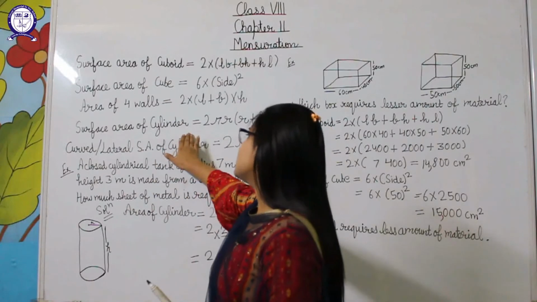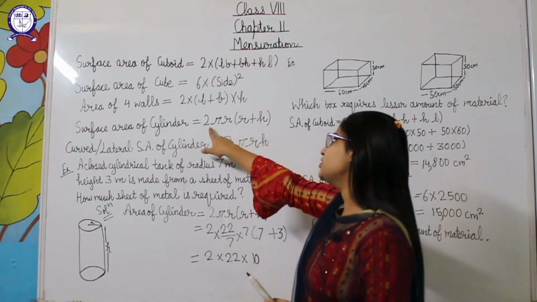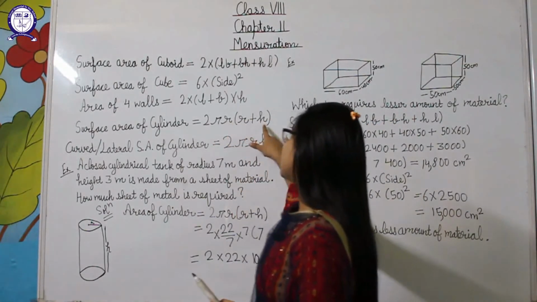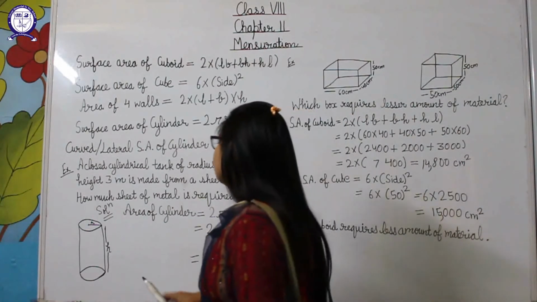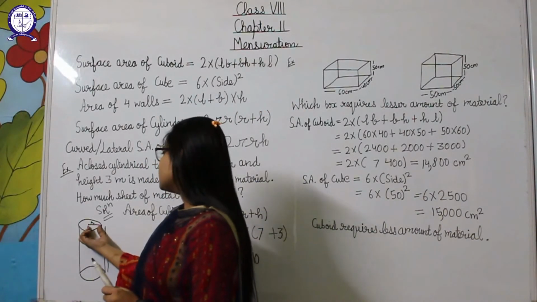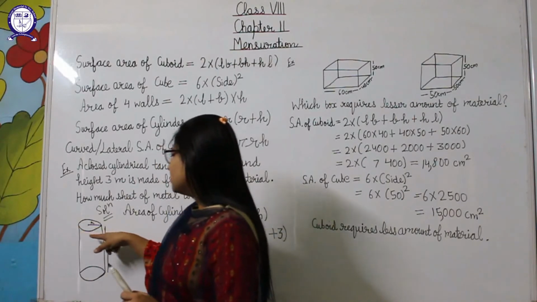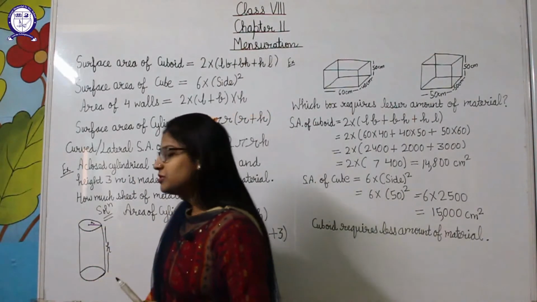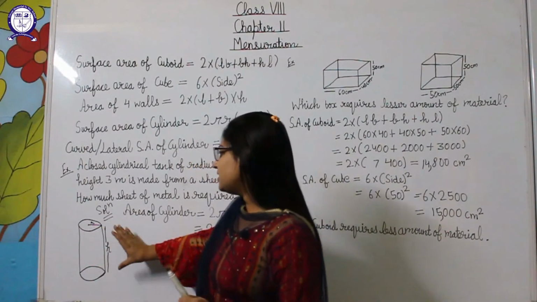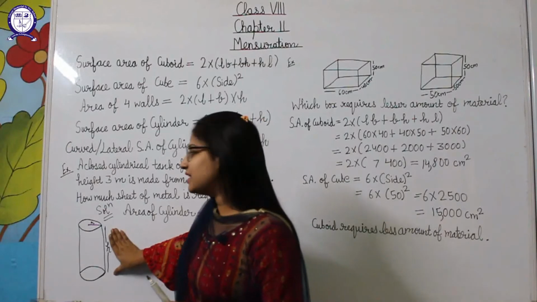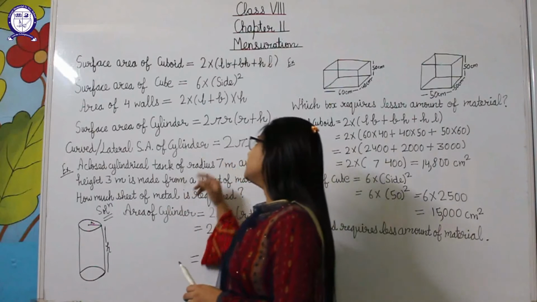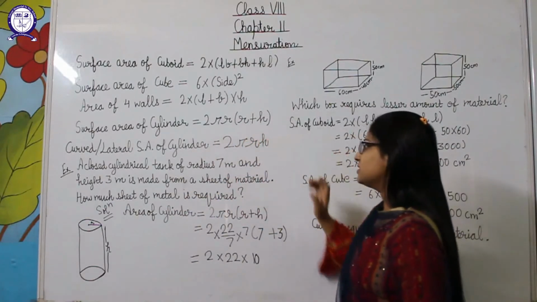Now surface area of a cylinder. Surface area of a cylinder is 2 pi r times r plus h. Students, r here is the radius and h is the height of the cylinder. This is the figure of a cylinder. Here this is r. As you can see, in the cylinder the upper and the bottom surface are in the form of a circle. So it's the radius and it's the height of the cylinder. So when we have to find the surface area, or we can say the total surface area, then it will be equal to 2 pi r times r plus h.